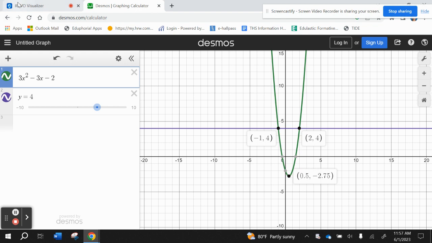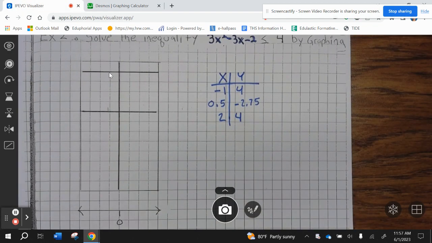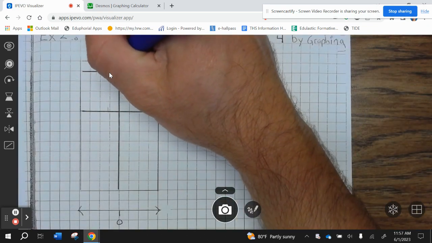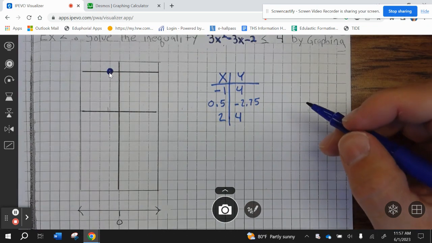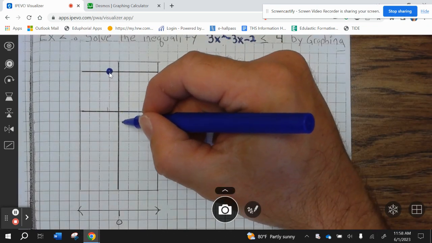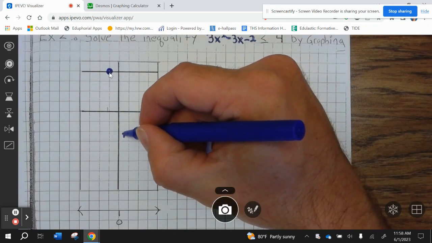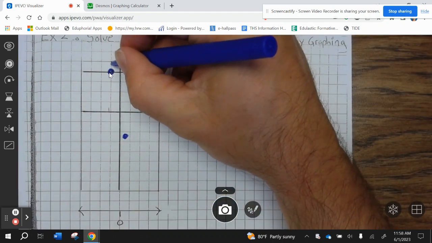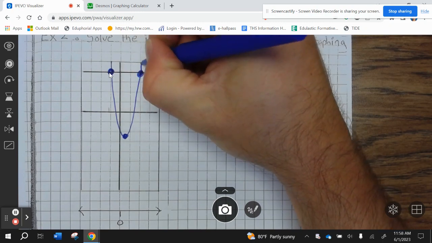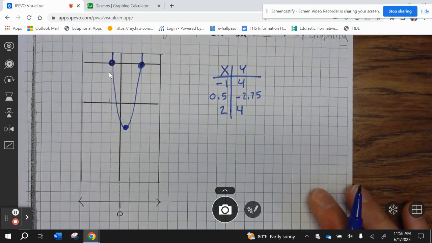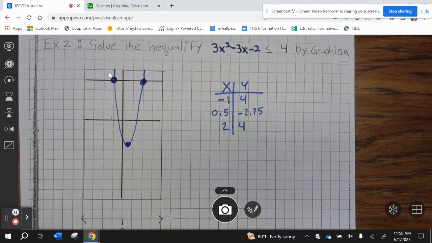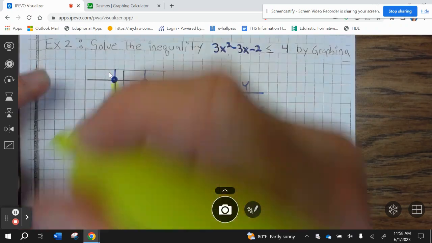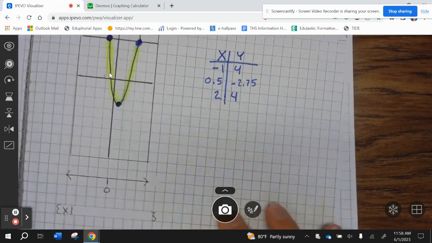All right. So now, since there's a line underneath, it's a closed circle. So negative 1, 4, 0.5, negative 2.75, which is about right there, and then 2, 4. There's the parabola. Now it wants to know when it's less than, and this is less than right here.